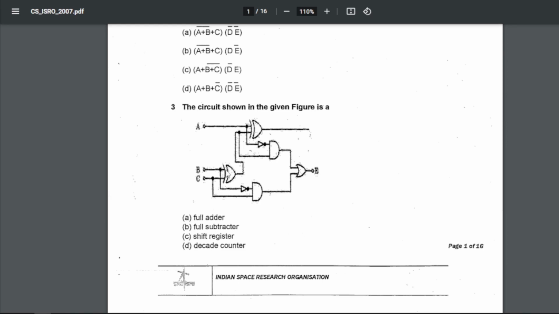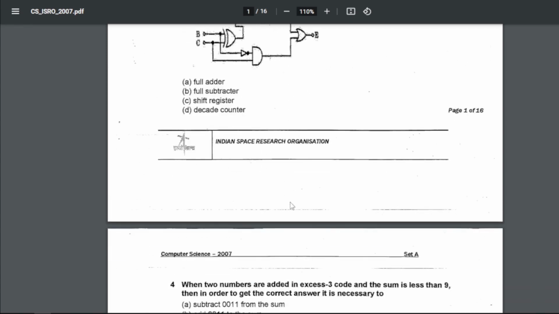Question number 3 is again a logic circuit and it is asking what the figure is. So guys, I hope you remember the number of gates or the figure we used to make. So basically this is a full subtractor, right? So option B will be the correct answer for this. So basically this figure is a full subtractor.